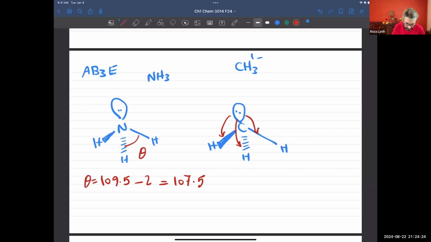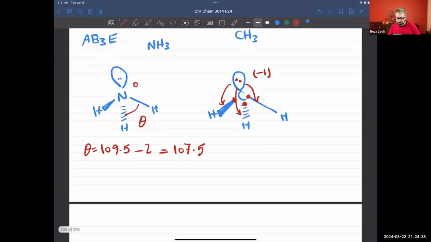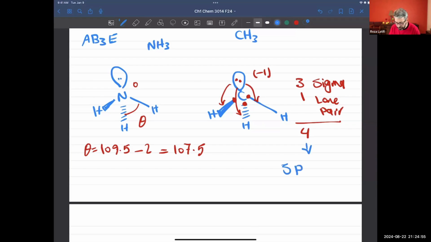Now, on the left side nitrogen has 0 formal charge, while here carbon has 5 electrons around it, so carbon has -1 formal charge. What's the hybridization? Sigma plus lone pair. I have 3 sigma and 1 lone pair. So the hybridization will be sp3 because we have 4 pairs.